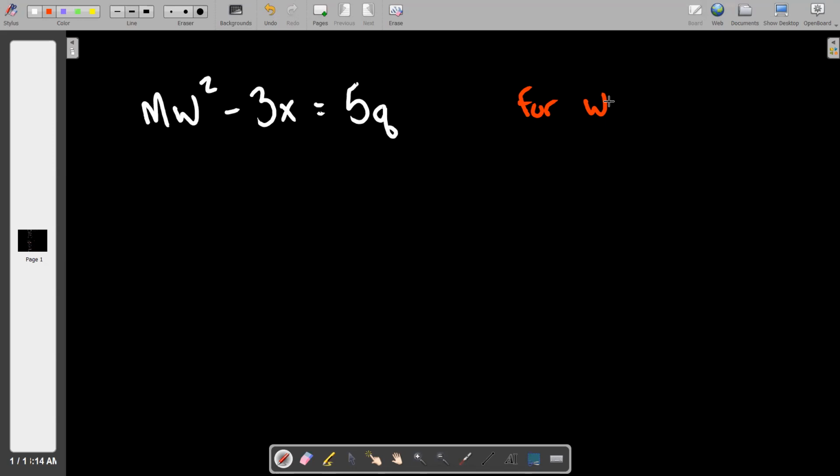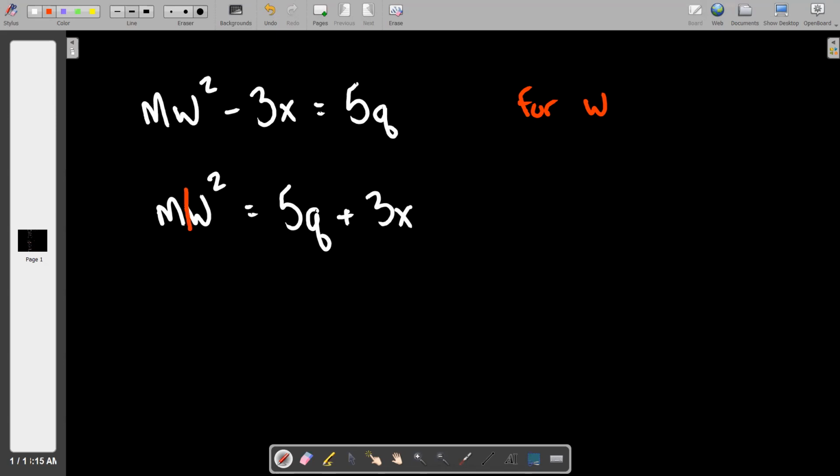So what do we do first? Add the whole 3x to the other side. So Mw squared equals 5q plus 3x, right? Next step. Divide by m. Remember, don't lose your focus.